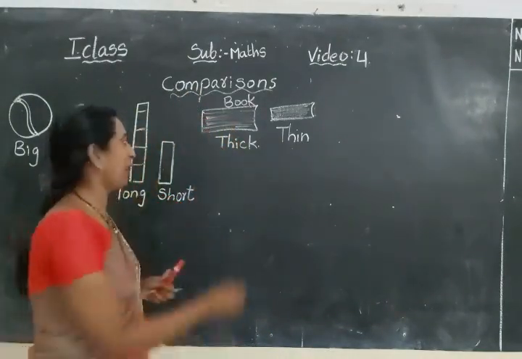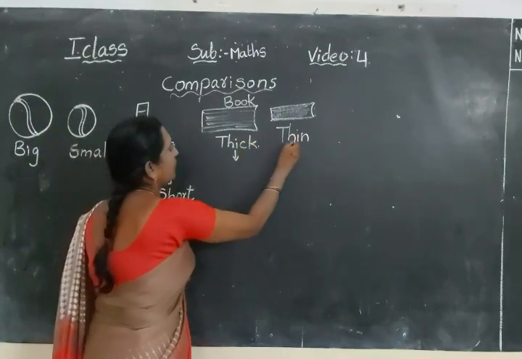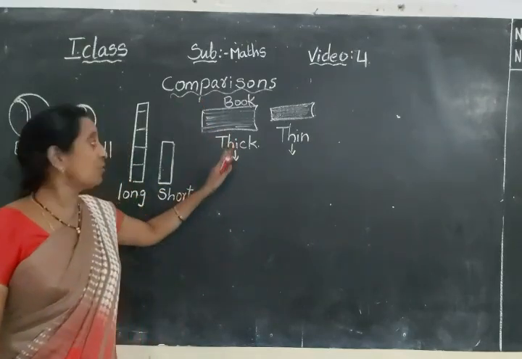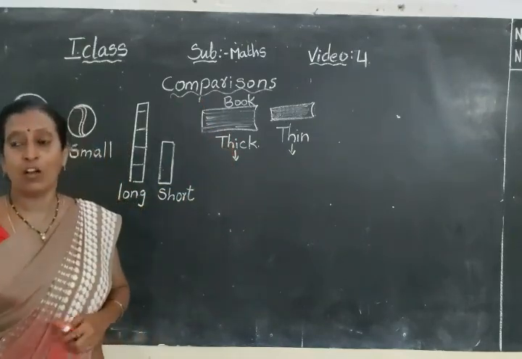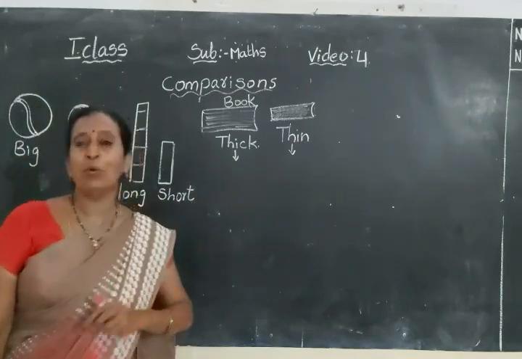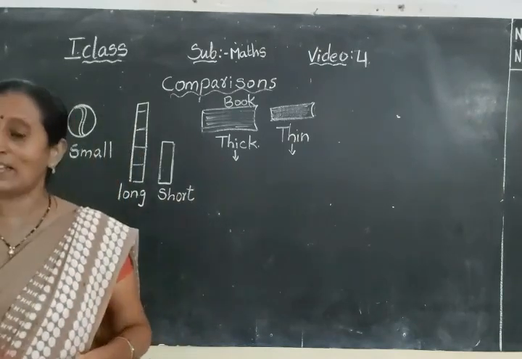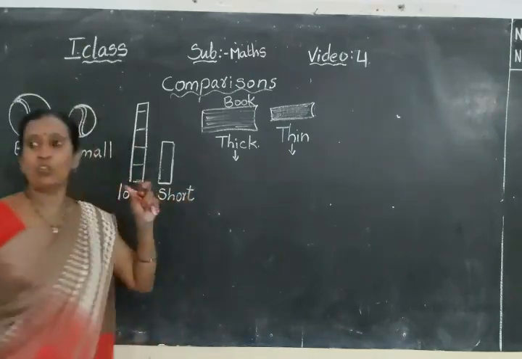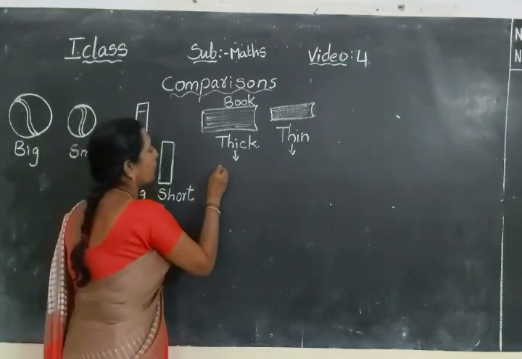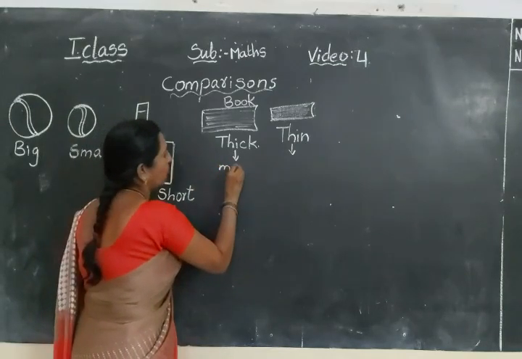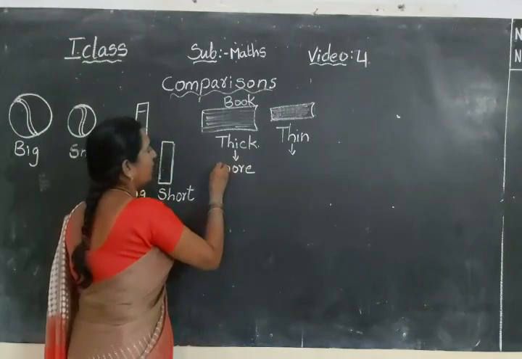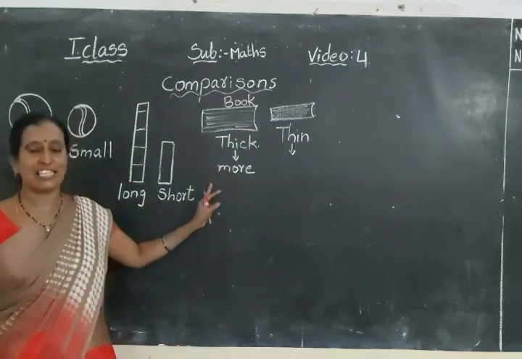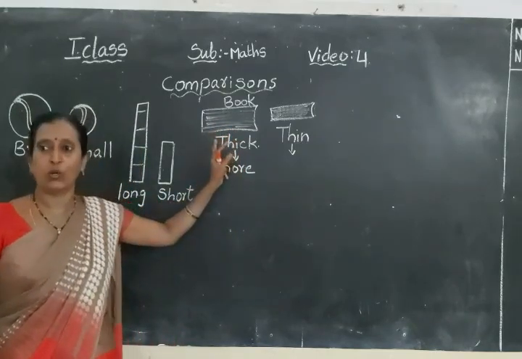Now here is one more example. See, thick. Why are we calling this book thick? Because this book has more pages. How many pages are there? Some books are 400 pages, 500 pages, like that. Because there are more pages, that book looks thick. M-O-R-E, more. Why? Because this book has more pages. So this looks like a thick book.